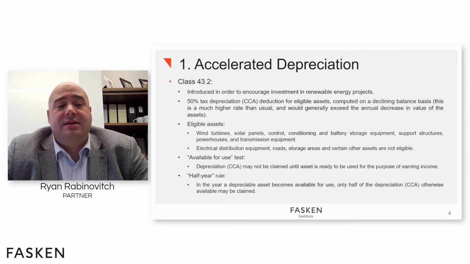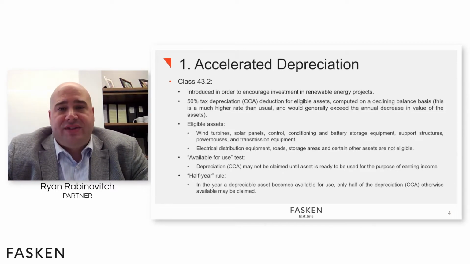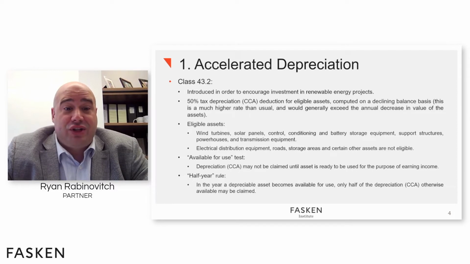Another thing to bear in mind is what we refer to as the available for use test. And that's going to come up a little bit in the next few minutes. Essentially, the tax depreciation regime states that you can only start depreciating a renewable energy asset, or any asset for that matter, that's depreciable when the asset is available for use. And that's defined in a somewhat complicated way in the Income Tax Act, but in a nutshell, it's when it's ready to be used for the purpose of earning income, when you can flick the switch and start producing energy that can be sold.